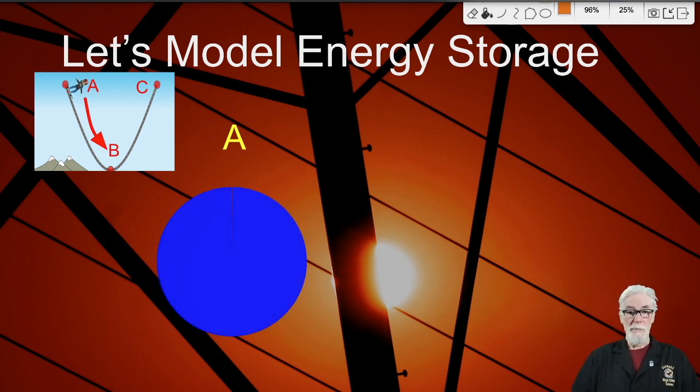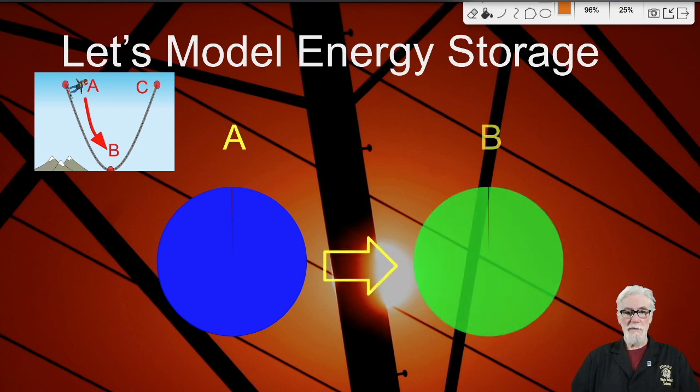At A, using a pie chart, all of the energy is stored as gravitational because she's up high and she's not moving. There's no elastic or chemical or thermal either. And at B, she'll be moving fast. She will have no gravitational energy because she's at the bottom of the half pipe. And so we have a same size pie because the system was closed, but now it's all green representing kinetic energy.